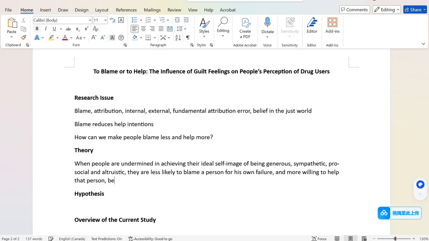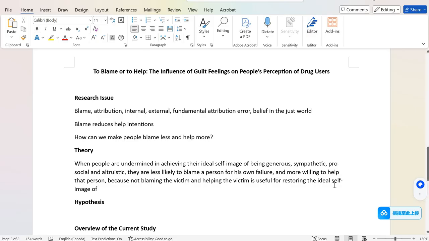Why is this theory reasonable? Because not blaming the person, we can call it the victim, and helping the victim is useful for restoring one's ideal self-image of being generous and altruistic.